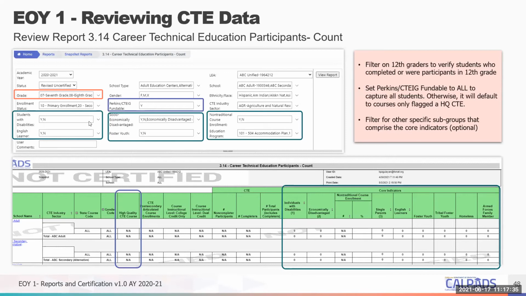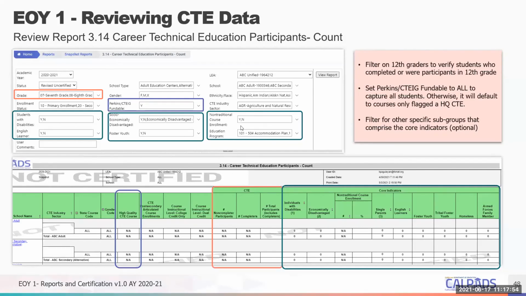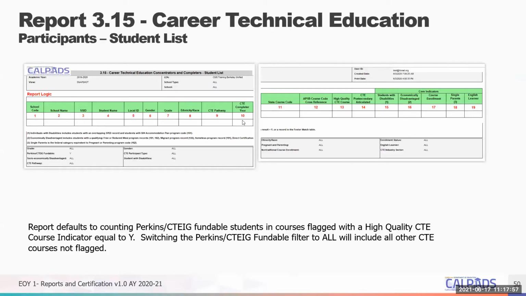But then you have filters for your students with disabilities, English learners, Perkins, non-traditional gender, socioeconomically disadvantaged. These students are identified in Perkins. And so we have these students as CTE core indicators. And again, it's just those students that we showed you can filter for. For instance, non-traditional gender, there's reasons to monitor that students are given the same access and opportunity regardless of gender to curriculum.